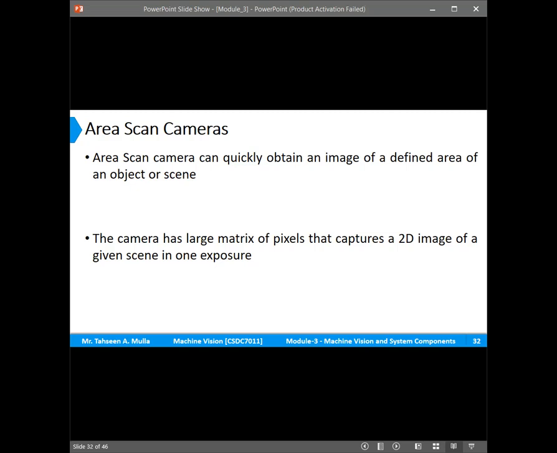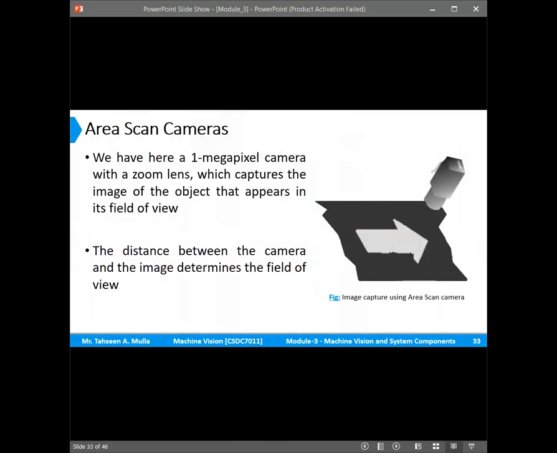So here in area scan, the exposure is given to the entire part within a single glance. Whereas in line scan, you need to have it line by line. This is how it is read. Now consider this as an image which is being captured using an area scan camera.